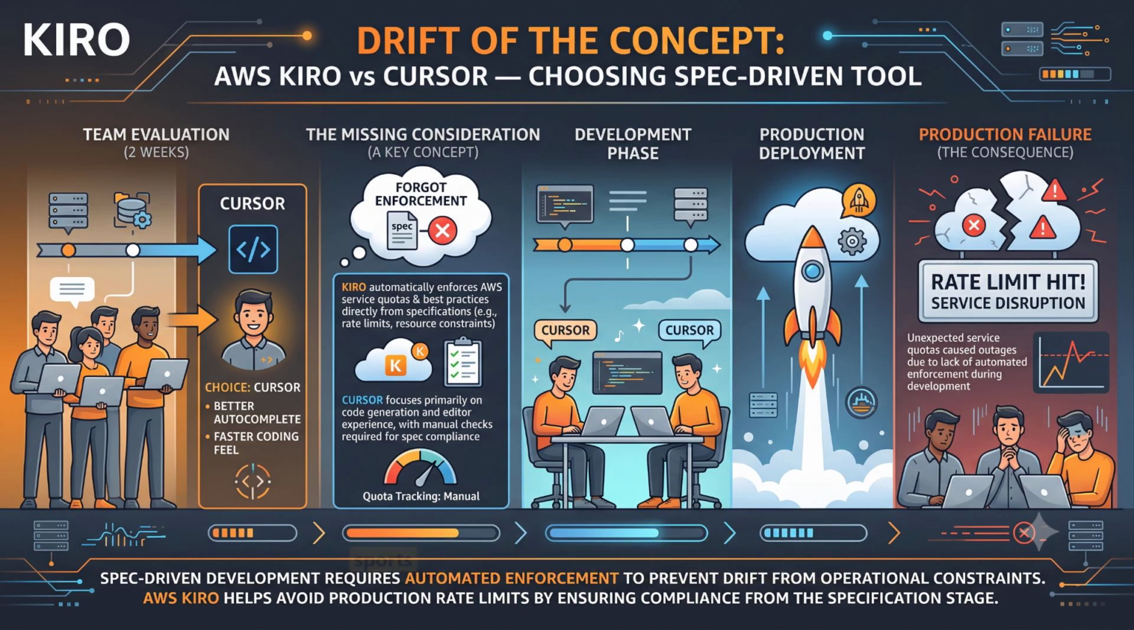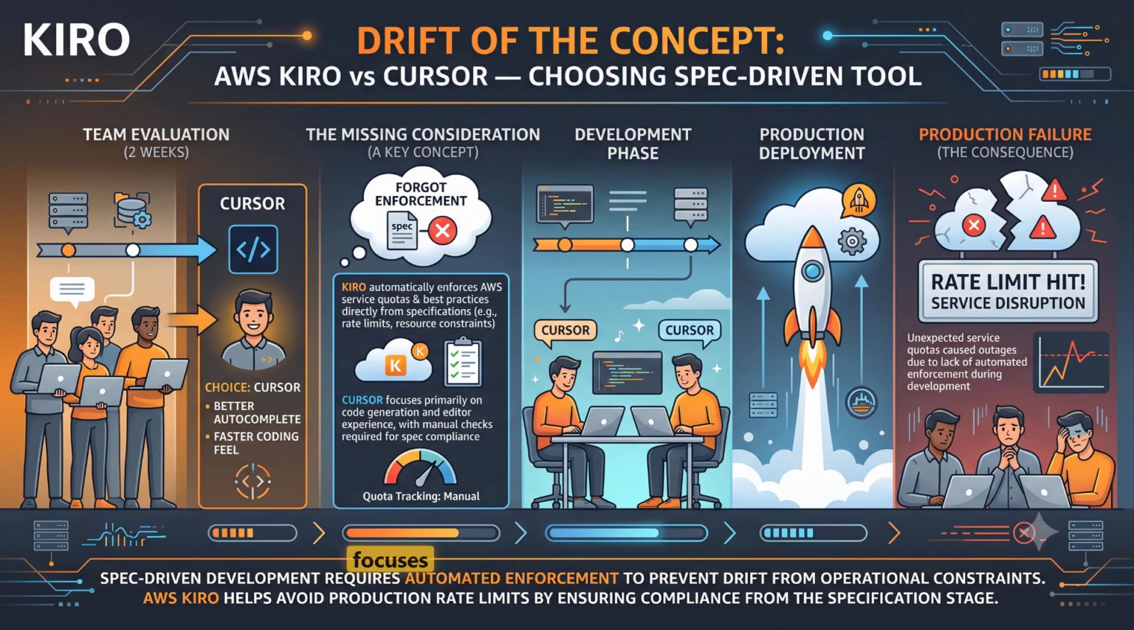It felt like driving a sports car, but follow the path toward the middle, where that cloud bubble sits labeled the missing consideration. In the rush for fast typing, nobody checked how each tool handles constraints. Stop right there. Here is what most engineers miss. Fast code completion does not mean correct architecture. As developers sit at their desks in the middle panel, Cursor continues churning out functions at record speed. But notice that small gauge at the bottom labeled quota tracking manual.